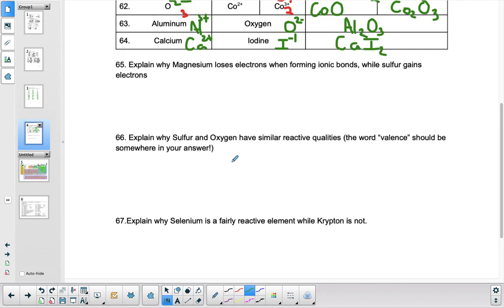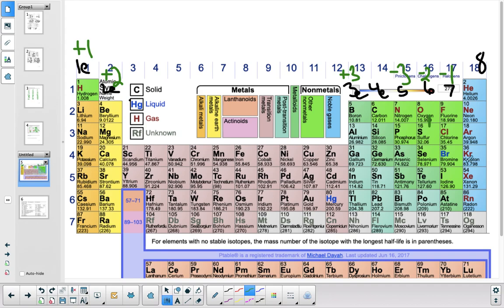And the last one, explain why selenium is fairly reactive while krypton is not. So if we find selenium, Se, krypton. So they're saying selenium is going to be more reactive than krypton. This is because selenium has 6 valence electrons, so it will try to gain 2. It's going to do everything in its power to gain that so it can become a full octet where it's the happiest, so it wants to react.